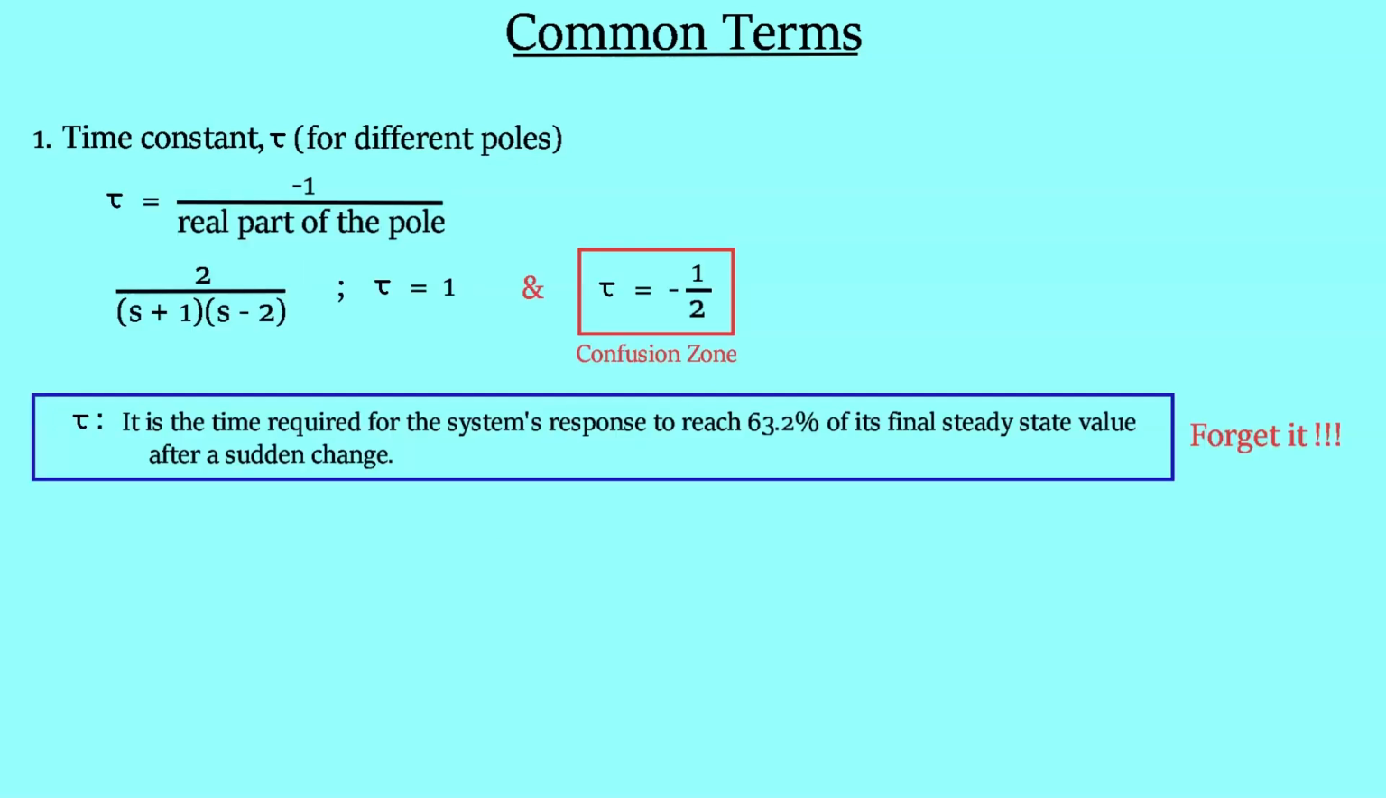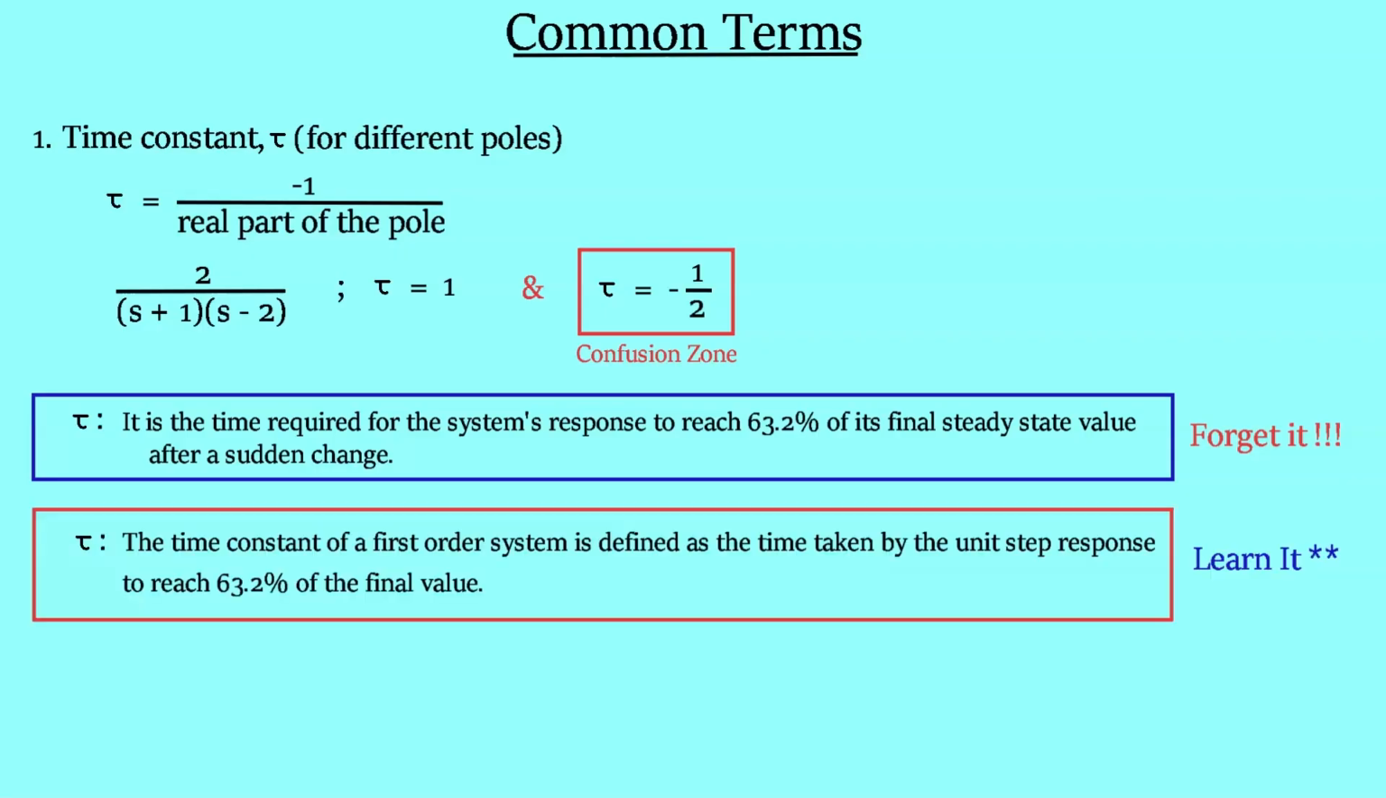Well, we have seen previously the definition of time constant, which you need not learn, at least for control systems. For the subject control systems, we have another definition. The time constant of a first order system is defined as the time taken by the unit step response to reach 63.2% of the final value.